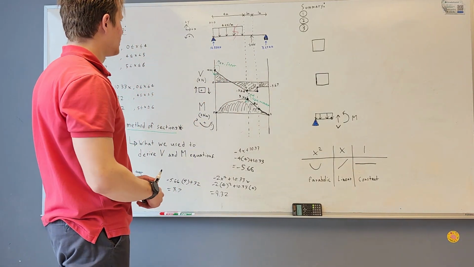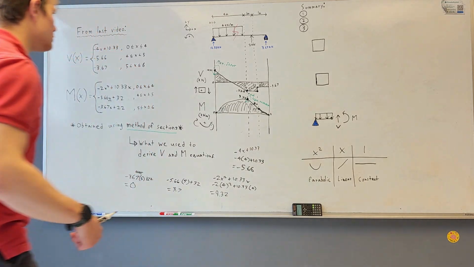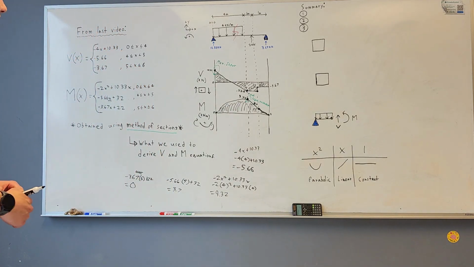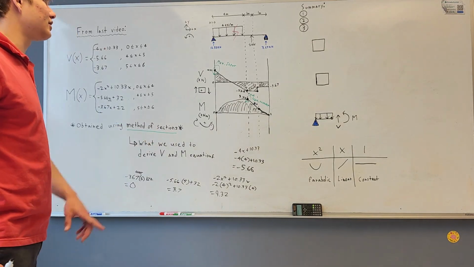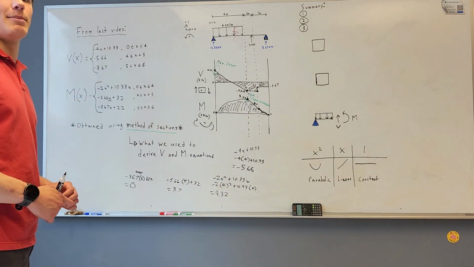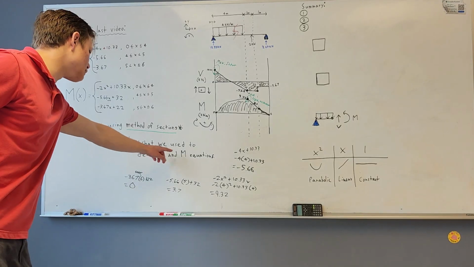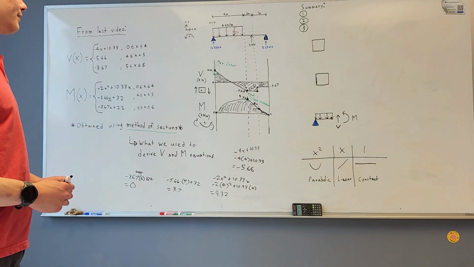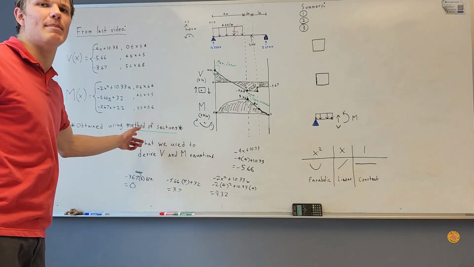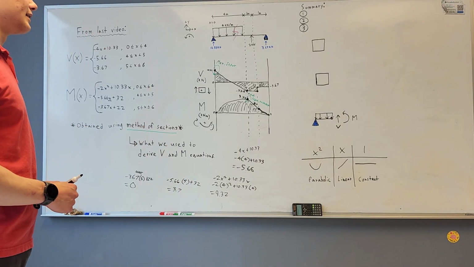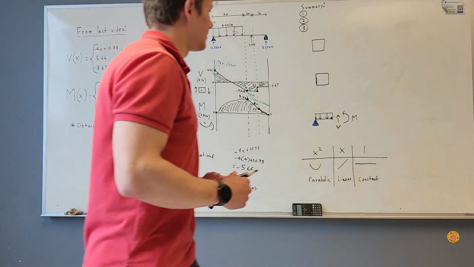And that's how you use the method of sections to create these diagrams. Again, if you want to see the full method of sections, I would recommend checking out my video on deriving the shear and moment equations. Those two things are the exact same thing. When you're deriving these equations, you're applying the method of sections. And so that is pretty much it.